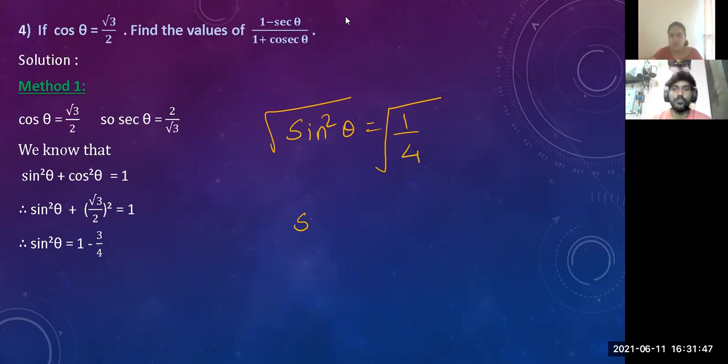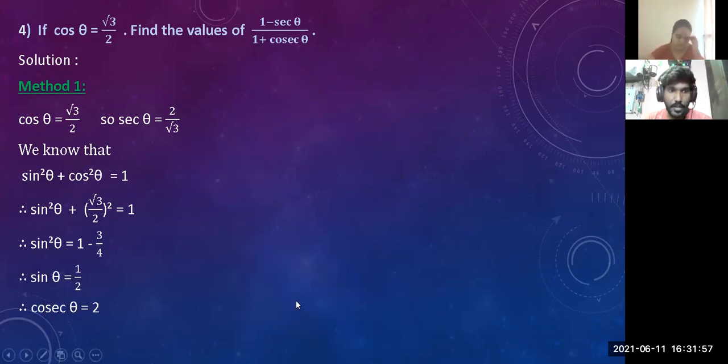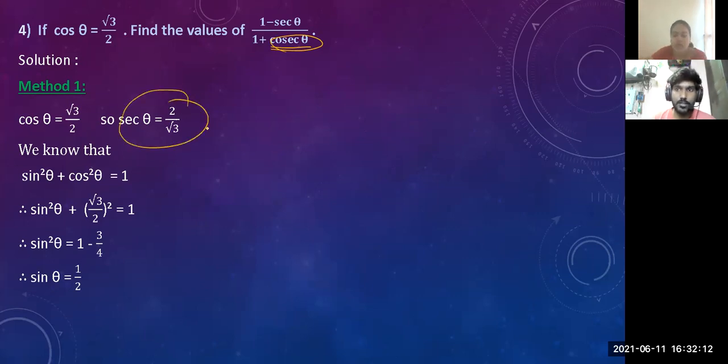Sine theta equals 1 upon 2. Correct. Now, since sine theta is 1 upon 2, we have to find cosec theta. So what is cosec? What about sec? Sec we got here, right? So what about cosec? Reciprocal. So what will it be? 2. So cosec theta is 2.